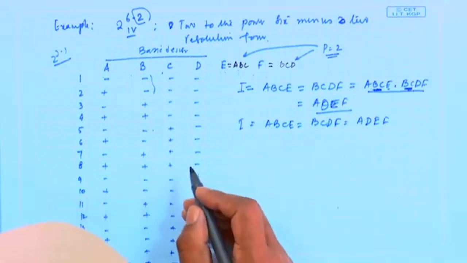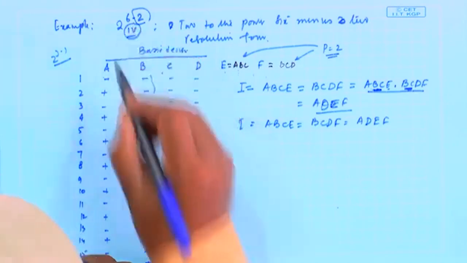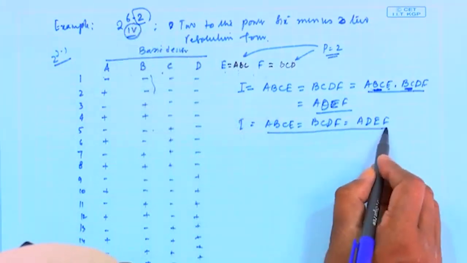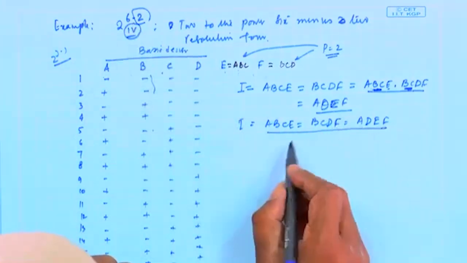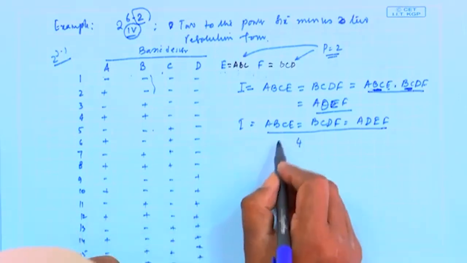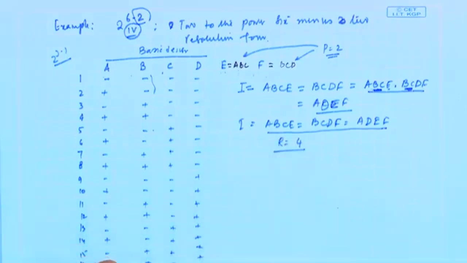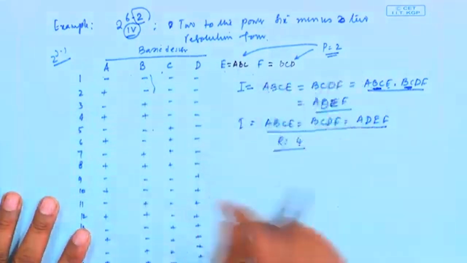Now, what is the resolution here? We want resolution 4, and you see that in the defining relation the minimum number of words is 4. So, resolution equal to 4. So, that means this is what is chosen here.